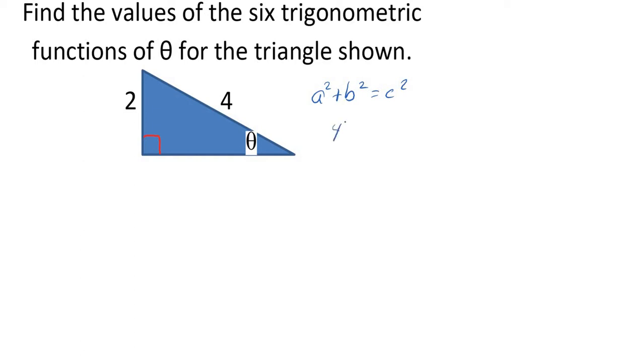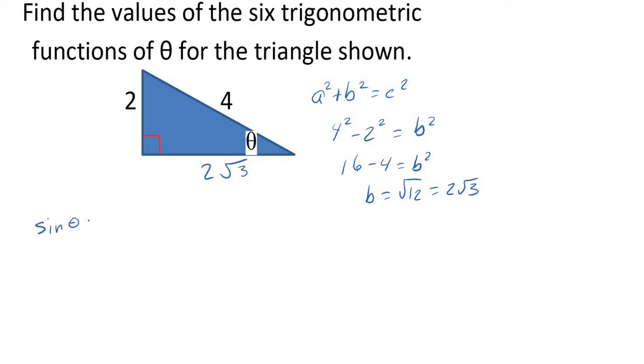So we basically got 4 squared minus 2 squared equals our other side squared. I'll just call that b. And so we've got 16 minus 4 equals b squared. So b is the square root of 12, which if we want to simplify that a little bit, we would have 2 times the square root of 3. So this side is 2 square roots of 3. Okay, now we're ready to identify those trig functions.